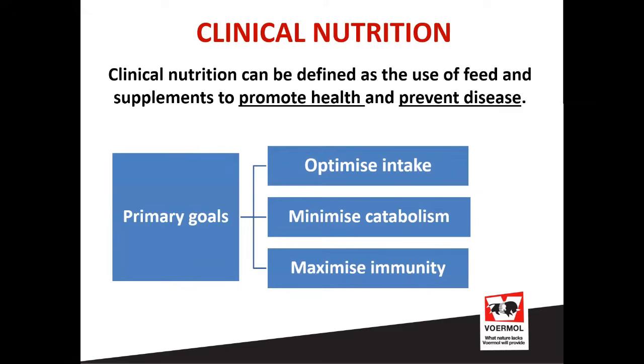We need to minimize catabolism. Catabolism is just the breakdown of proteins. In a broad sense, it's just the loss of body weight overall, so we want to minimize that. And then at the same time, we want to maximize immunity, right? If we tick all three of those boxes, we are practicing clinical nutrition, and then we can unlock the genetic potential of our animals going forward.